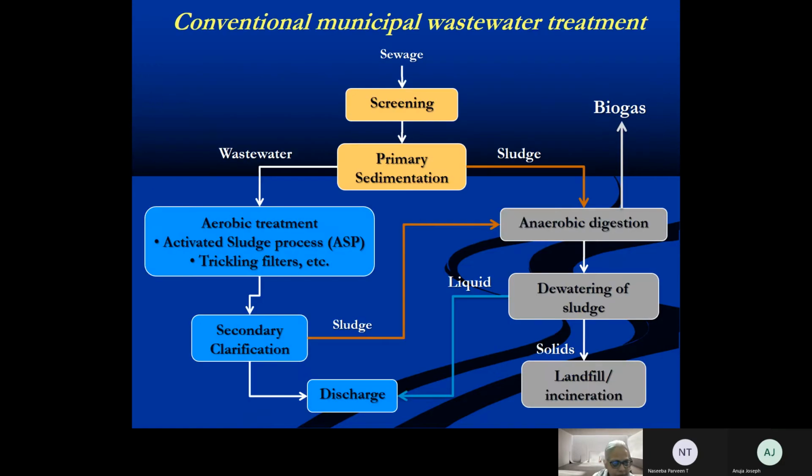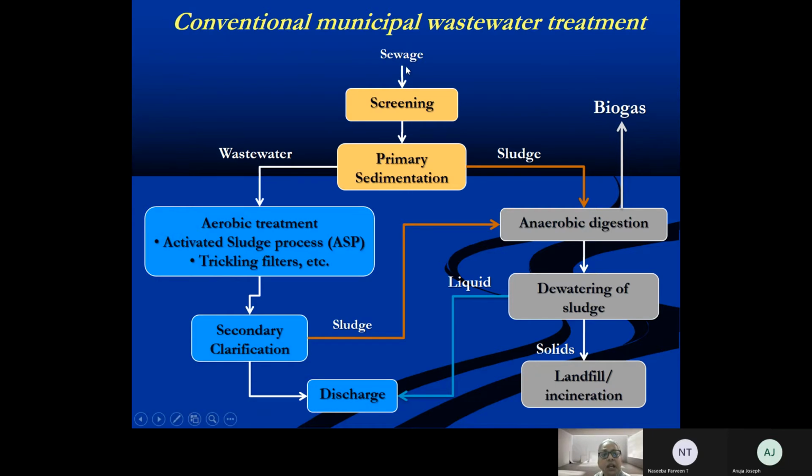So let's start with a schematic of conventional municipal wastewater treatment. Now, when I say conventional, it includes two levels. It includes primary and secondary level of treatment. And tertiary and higher levels of treatment are considered advanced wastewater treatment. So we are going to restrict ourselves to conventional municipal wastewater treatment.